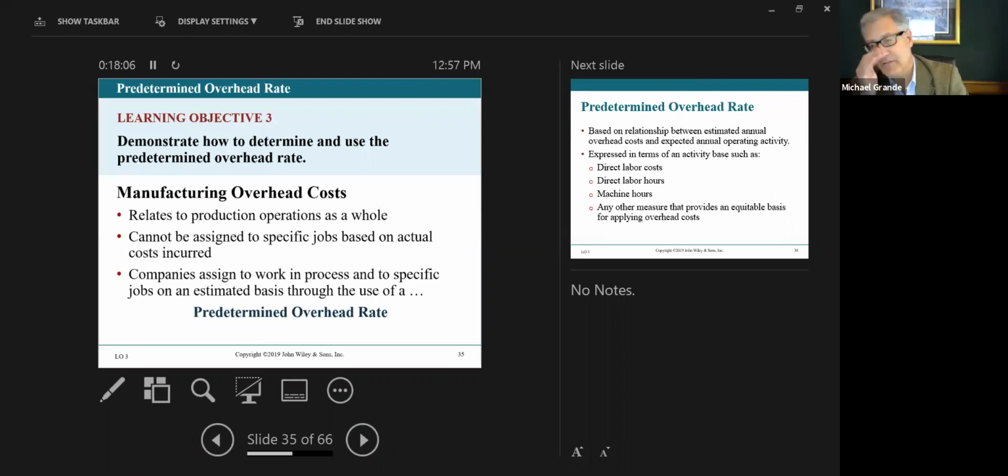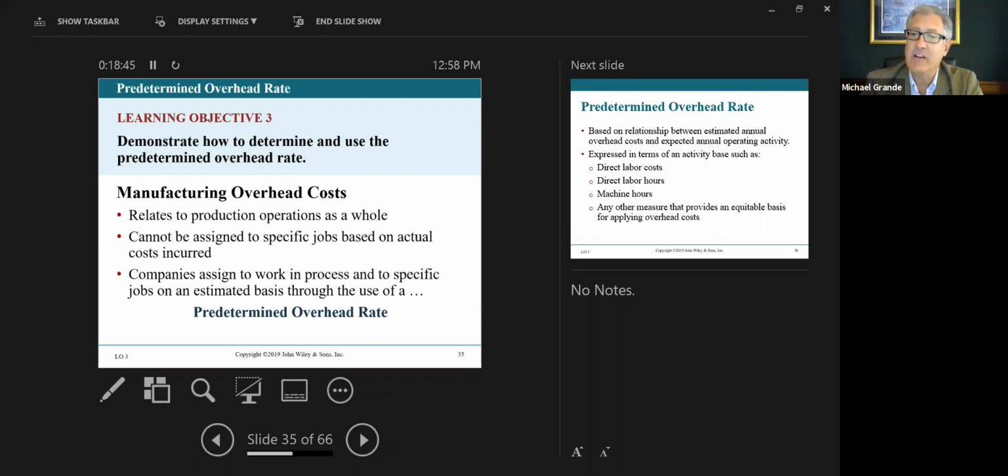So learning objective number 3. How to calculate the predetermined overhead rate. Manufacturing overhead costs relate to production operations as a whole. They cannot be assigned to specific jobs based on actual costs incurred. So we have no way of tracing or identifying manufacturing overhead to each particular job. So we need to find some other way of assigning or allocating overhead to job 101 versus job 102 versus job 103.